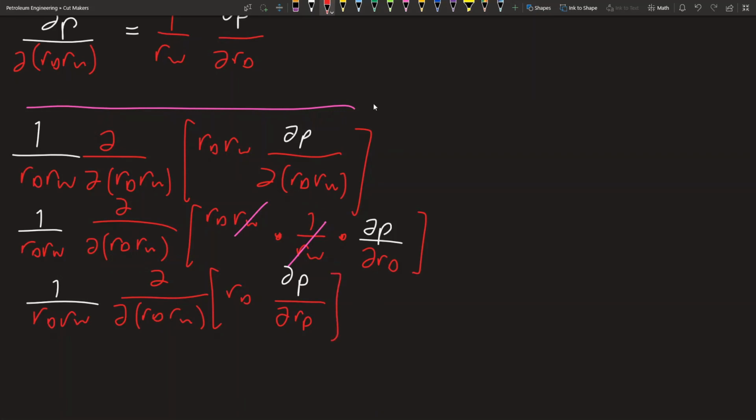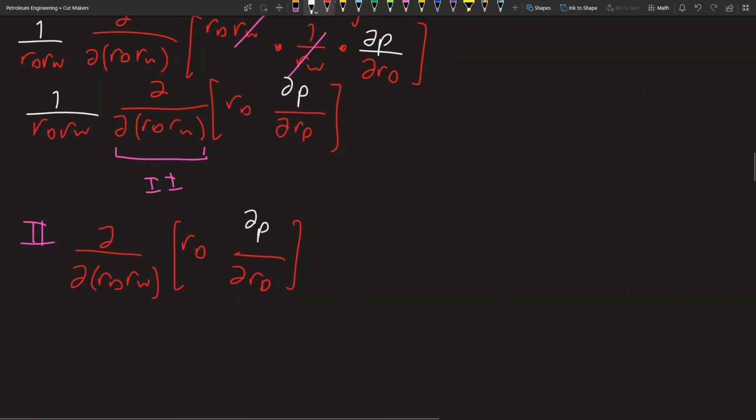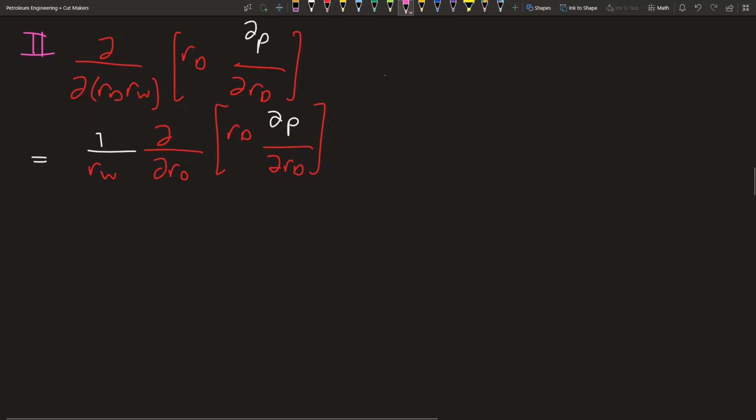Great. So now, how can we break up the second part, like we mentioned in the beginning? Using the logic from part 1, we can rewrite ∂ over ∂R_D R_W, R_D, ∂P. So we can rewrite this as 1 over R_W, because R_W is a constant, we can take it out, and we have a ∂R_D over here, and we can just rewrite this thing back. You can rewrite this again, as I mentioned, using the logic from part capital I.